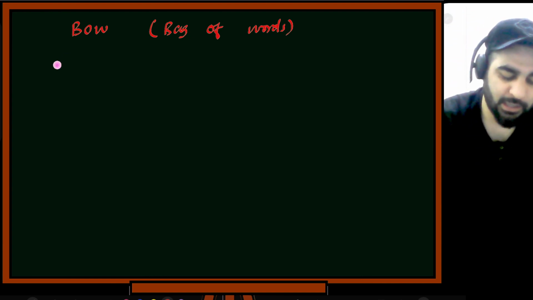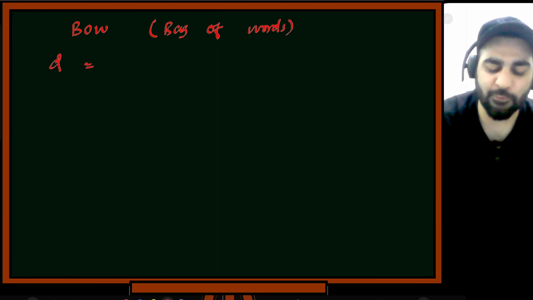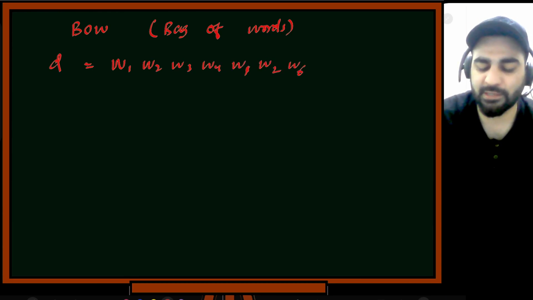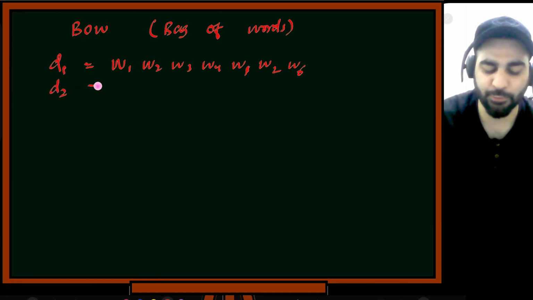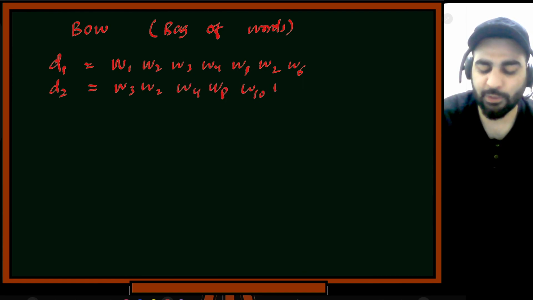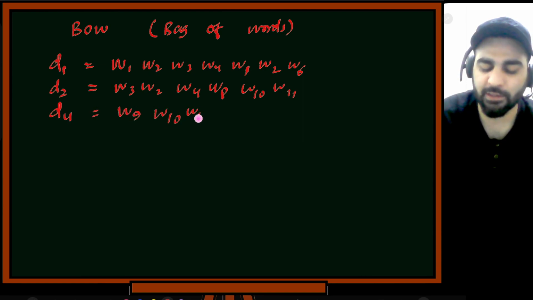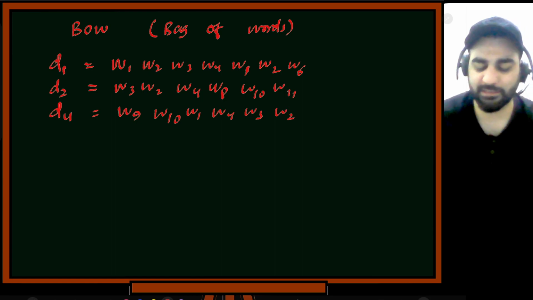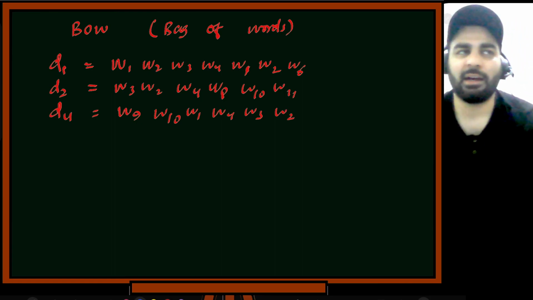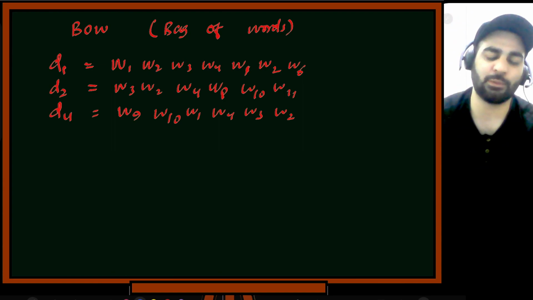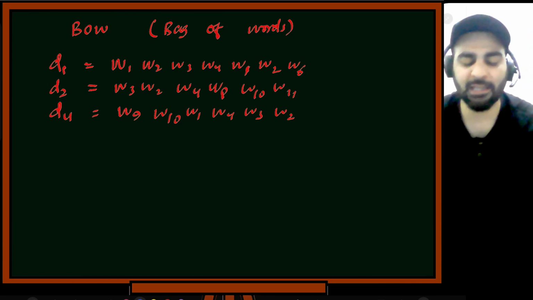Let's suppose it will take a document, we'll call it D. It will have words like W1, W2, W3, W4, W1 again repeated, W2 can be repeated, W6, something like this. This is document 1. Then we have document 2, which can have words like W3, W2, W4, W8, W10, W11. Then I have document 4: W9, W10, W1, W4, W3, W2. A sentence can be, let's suppose, the cat is sitting on the mat. The is one word, this is W1, then cat is another word, mat is another word. There can be repetitions also.